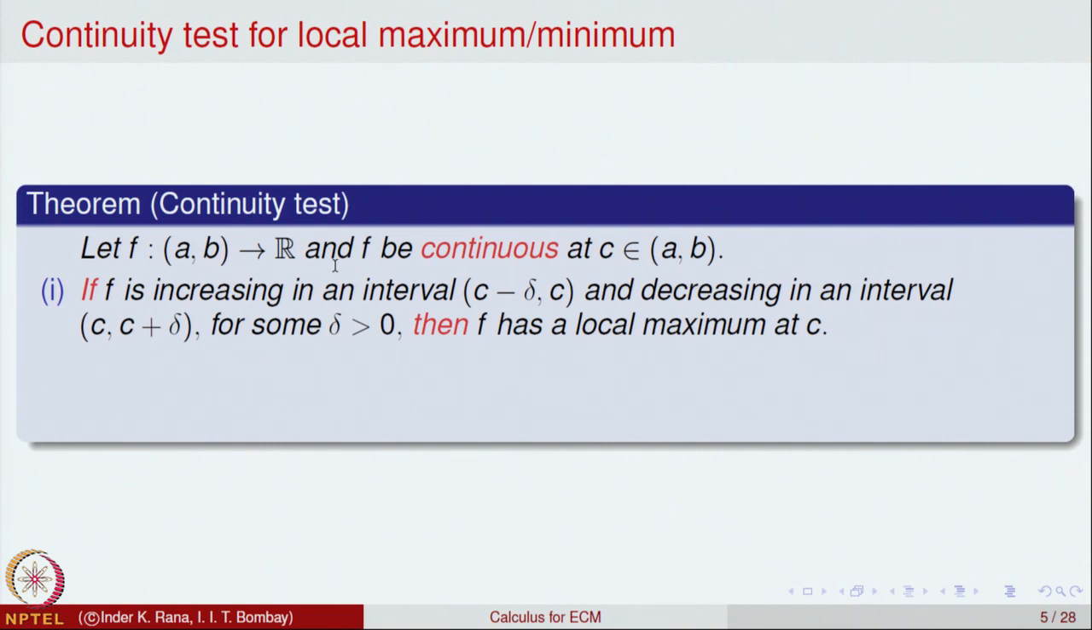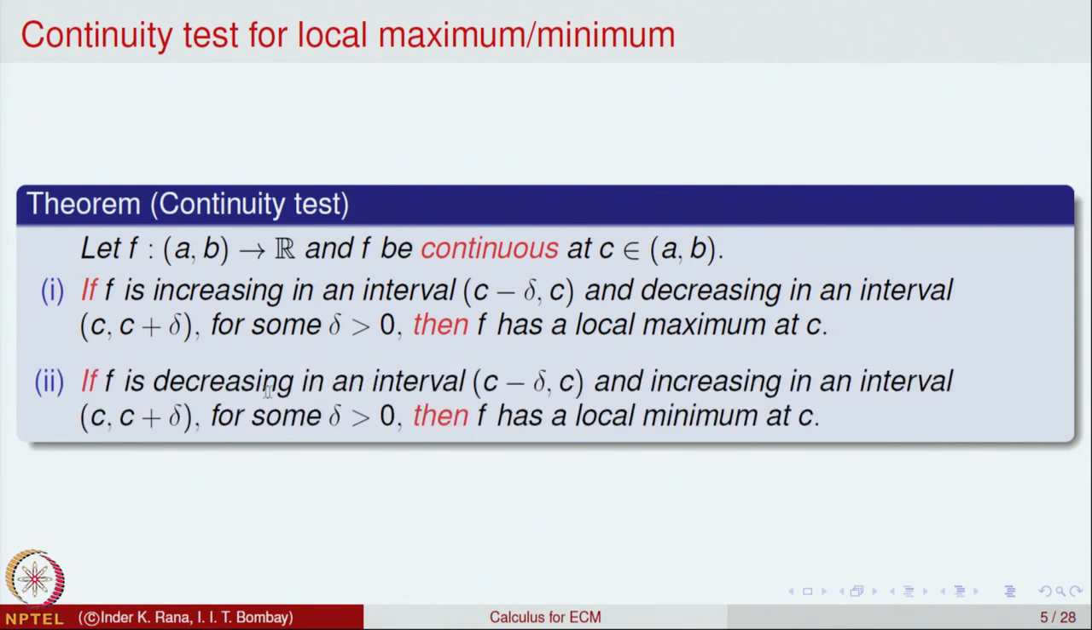So, this is a sufficient condition: if the function is continuous at the point c, on the left of c it is increasing and on the right of c it is decreasing, then it has a local maximum at c. There is a parallel condition for a local minimum, which says that if f is decreasing on the left side of c, that is in an interval c minus delta to c, and is increasing in an interval on the right side of it, that means in an interval c to c plus delta, then it must be a local minimum at c.